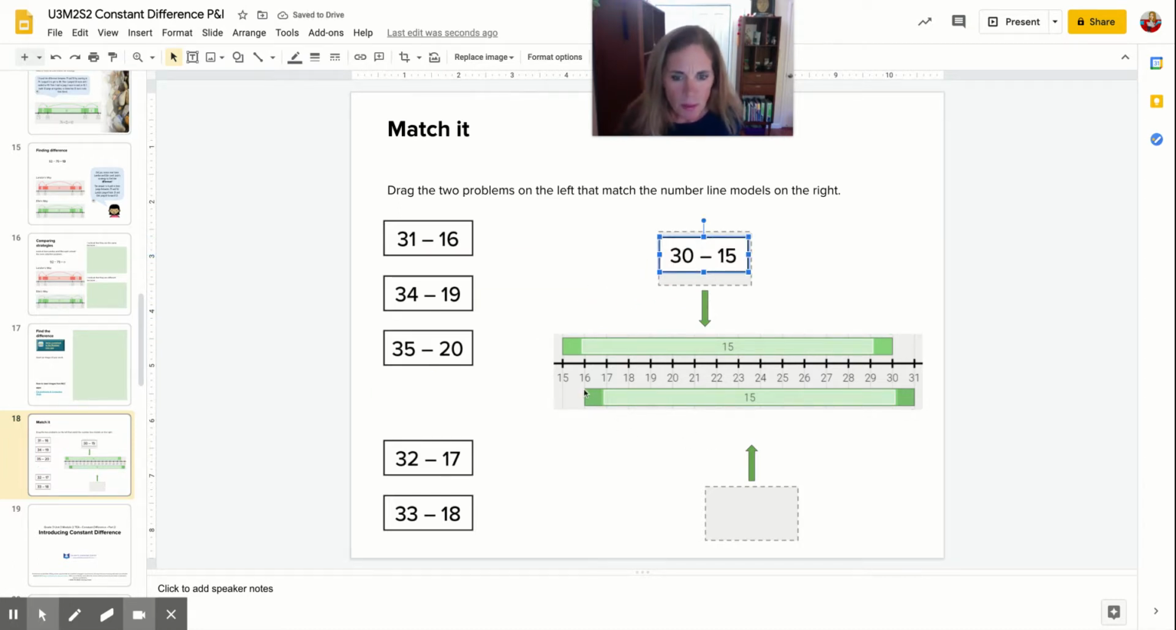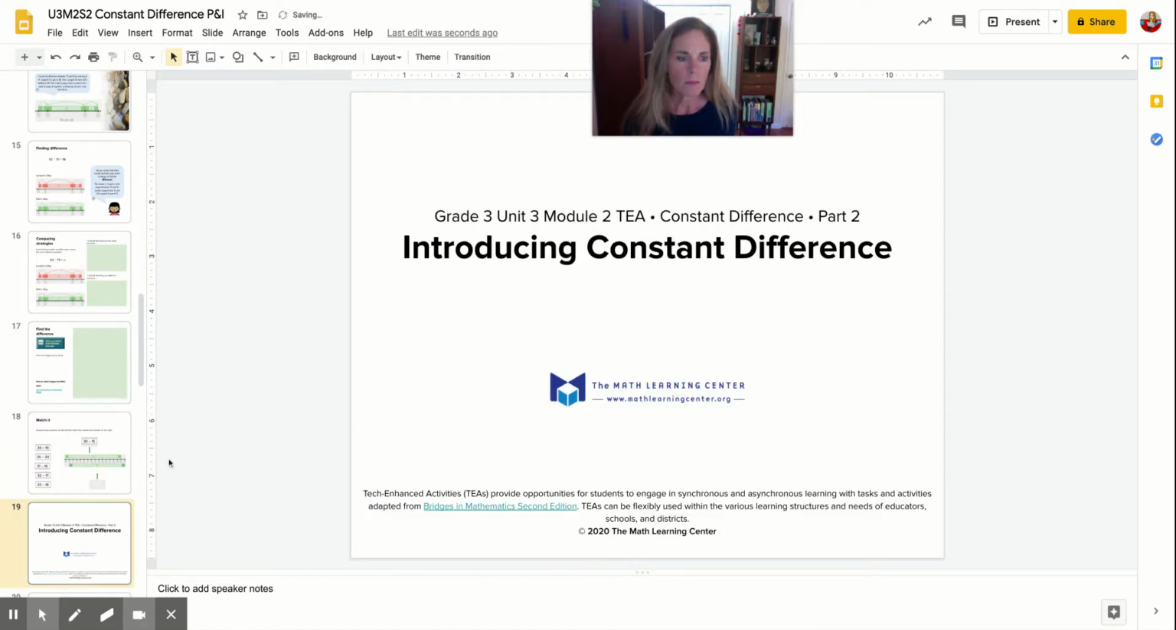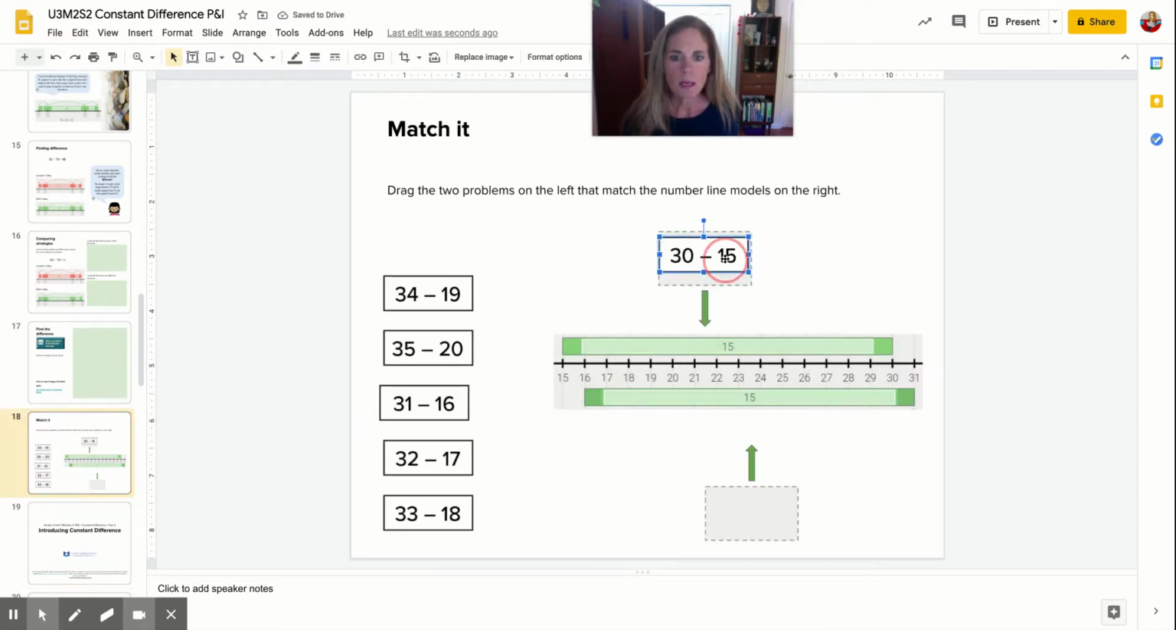And then this one is showing 31 minus 16. So 31 minus 16 and 30 minus 15. So you're just dragging and dropping. You're kind of noticing where these green bars are. You just line it up right there.